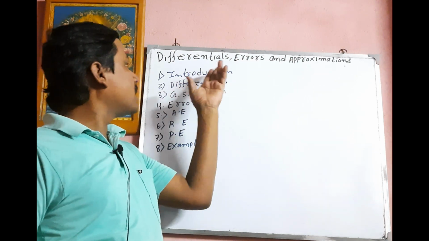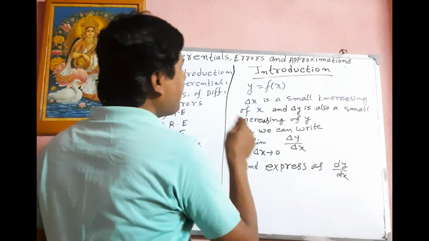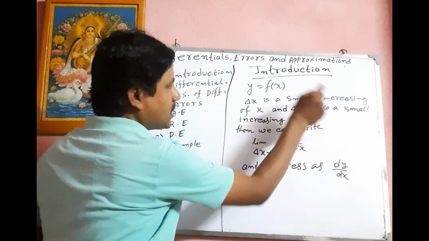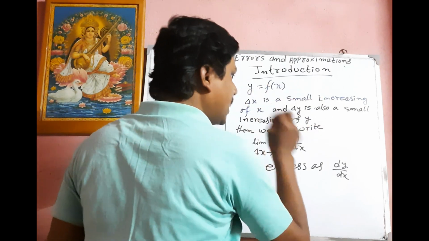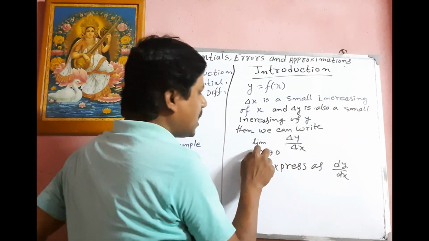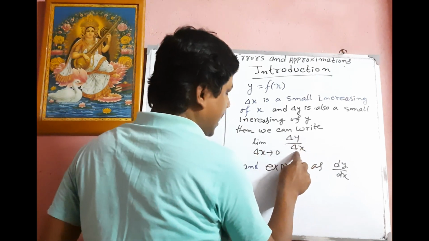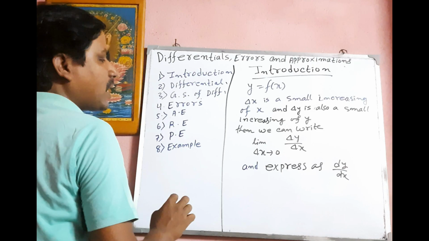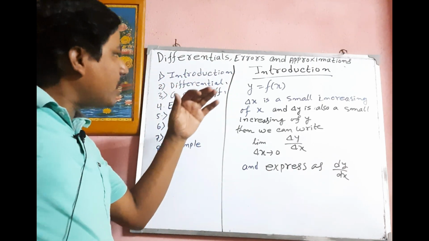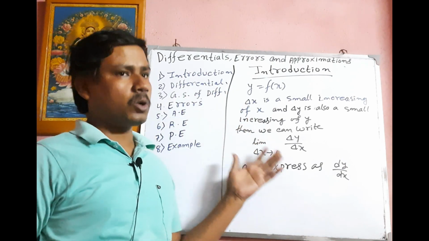Now at first we are discussing the introduction. In the introduction section, suppose y is equal to f(x) is a given function, and delta x is a small increase of x and delta y is also a small increase of y. Then we can write the limit as delta x tends to 0 of delta y by delta x, and it may be expressed as dy by dx. This is the introduction of this chapter on differential, error and approximations.